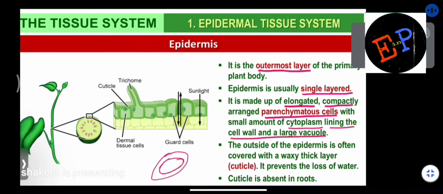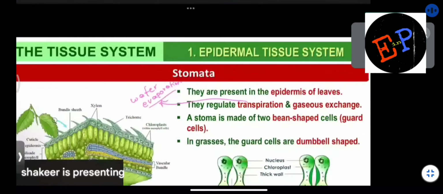The outside of the epidermis is often covered with a waxy thick layer which is called the cuticle. And what is the work of the cuticle? It prevents the loss of water. Cuticle is absent in roots; you cannot find the cuticle in roots. This is about the epidermis.